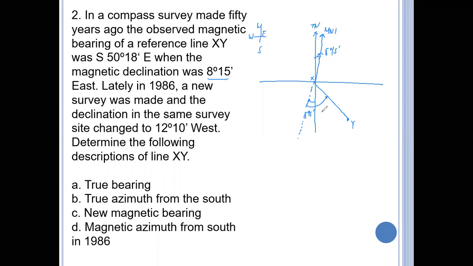So this is the 50 degrees, so this is the 8 degrees, then this one is 50 degrees 18 minutes, to the east. Here, the second magnetic declination is 12 degrees 10 minutes. We can label this as the second magnetic north. So the declination is 12 degrees 10 minutes.